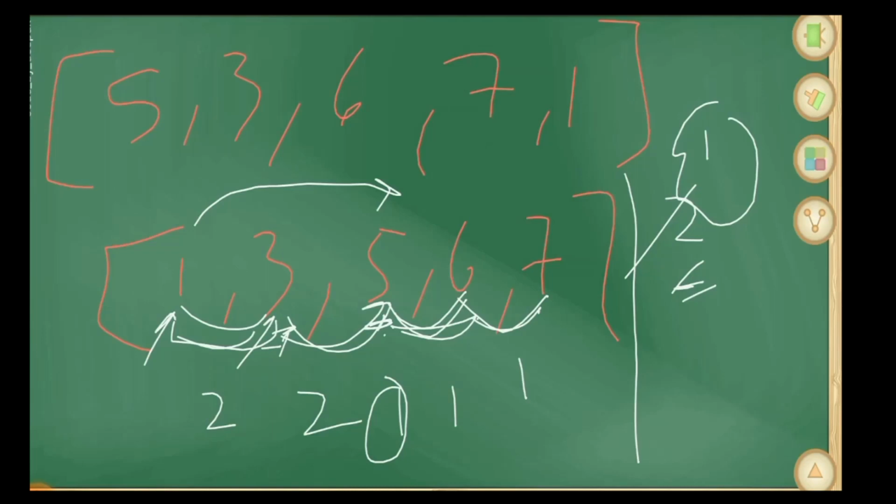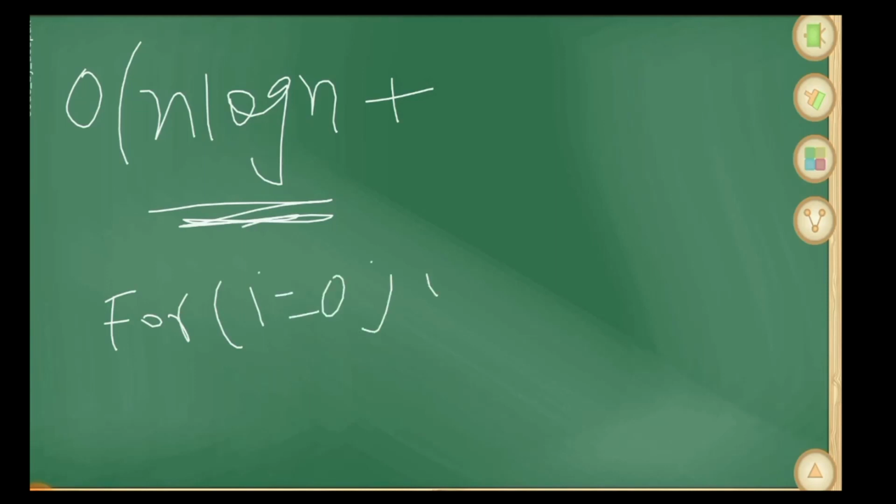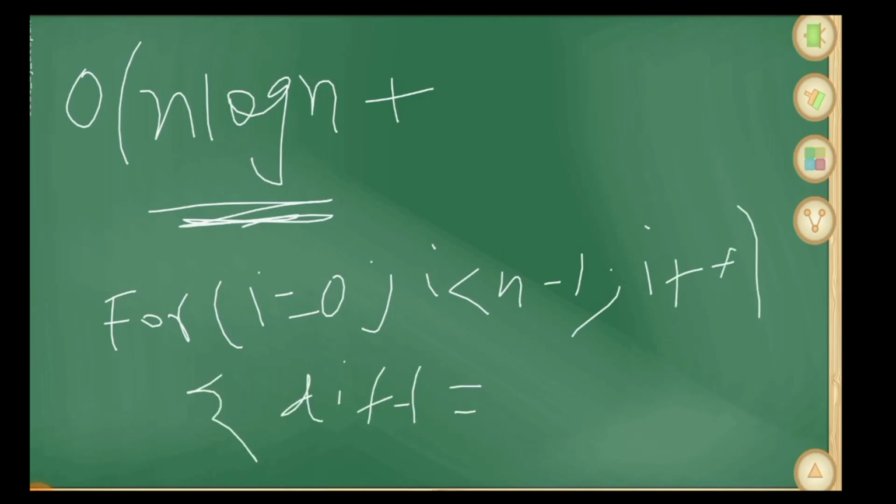Now let's try to analyze the complexity. How does the greedy approach improve our time complexity? For the sort algorithm we have done work n log n, because the time complexity of the sorting function is n log n, and you traverse the array for i equal to 0, i less than n minus 1, i plus plus. You have taken the difference between array i plus 1 and array i.